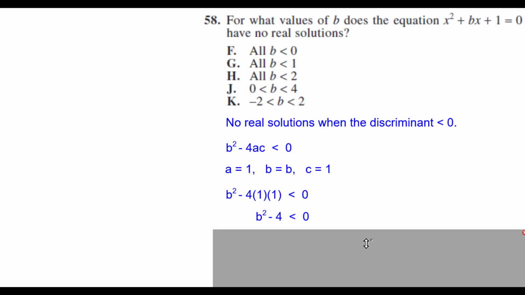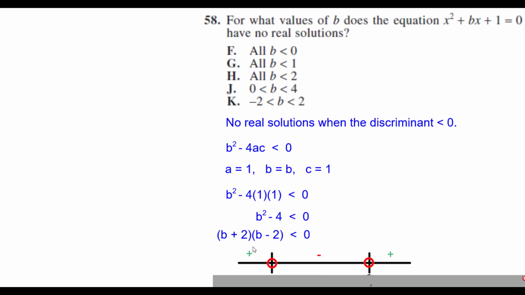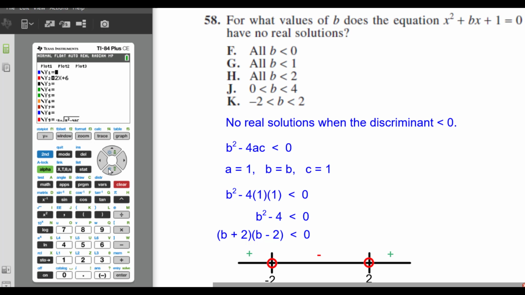And the traditional way to solve that would be to factor it, get zeros and make a number line, see where it's positive, see where it's negative. But another way would be you can actually solve this inequality with your graphing calculator. So let me show you how you do that.